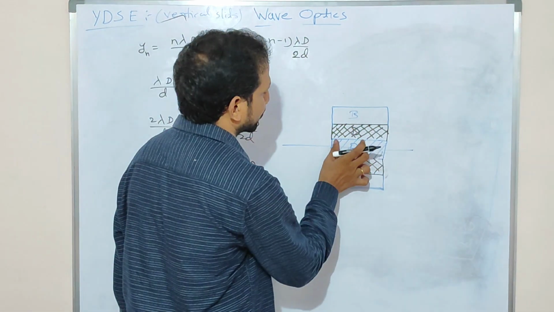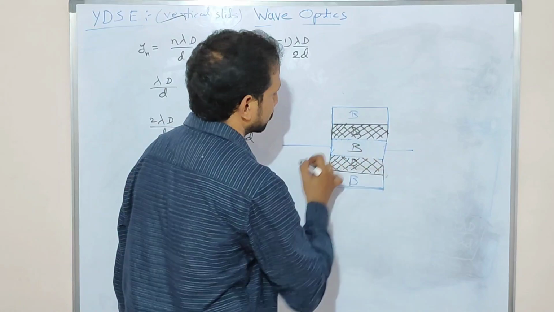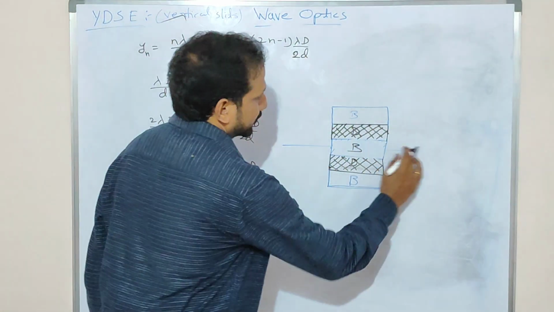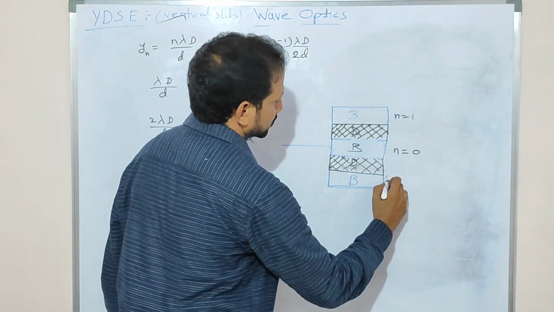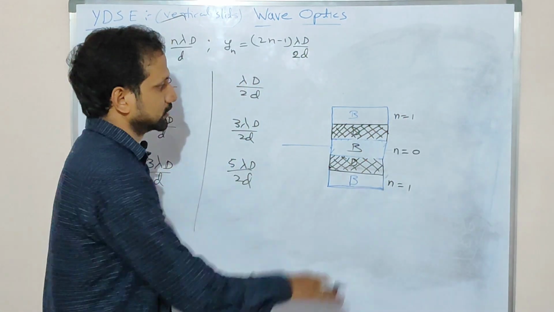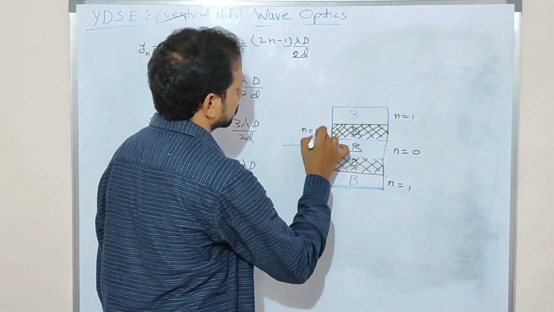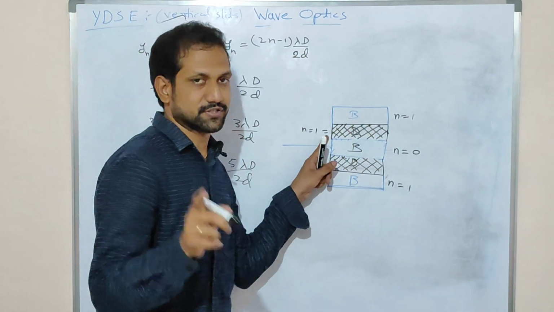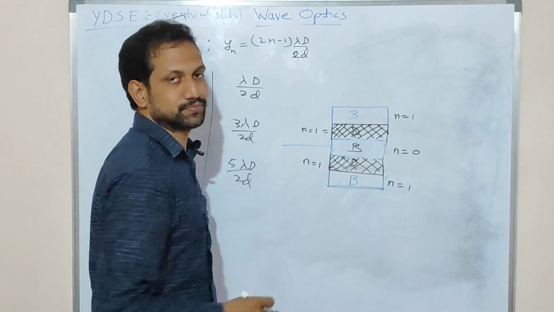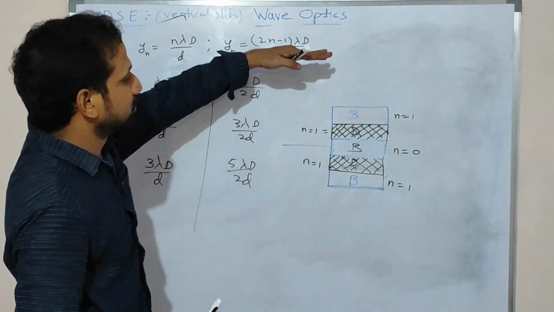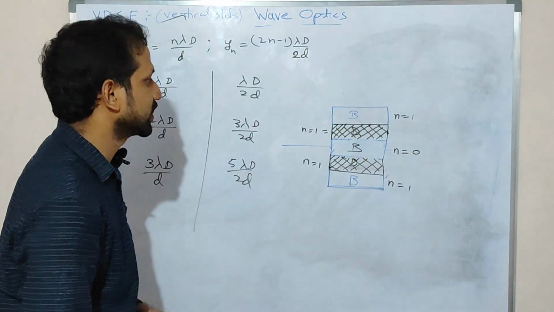So this is bright, this is n equals 0. This is n equals 1, this is also n equals 1, but this is above, this is below. Here this is n equals 1, but this is a dark fringe, the first dark fringe, above and below. Remember, above the line there will be n fringes, and below the line also there will be the same number of fringes.